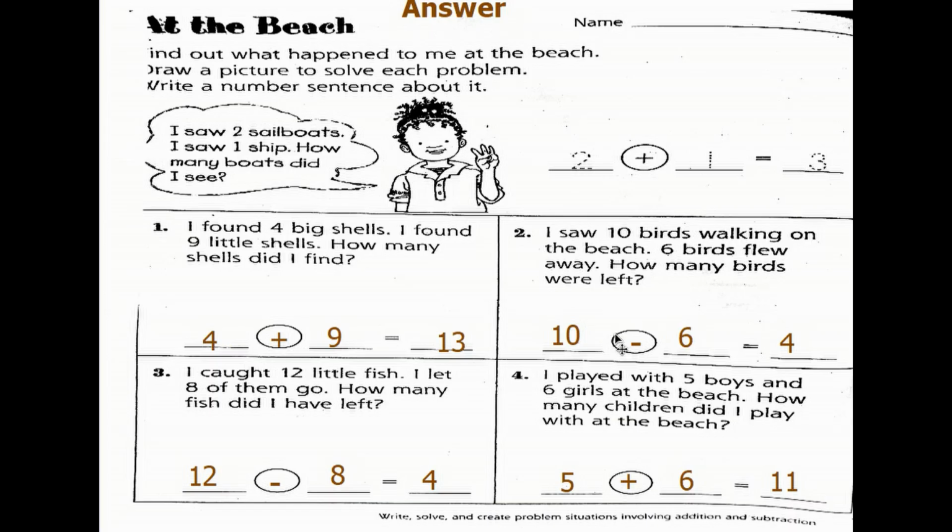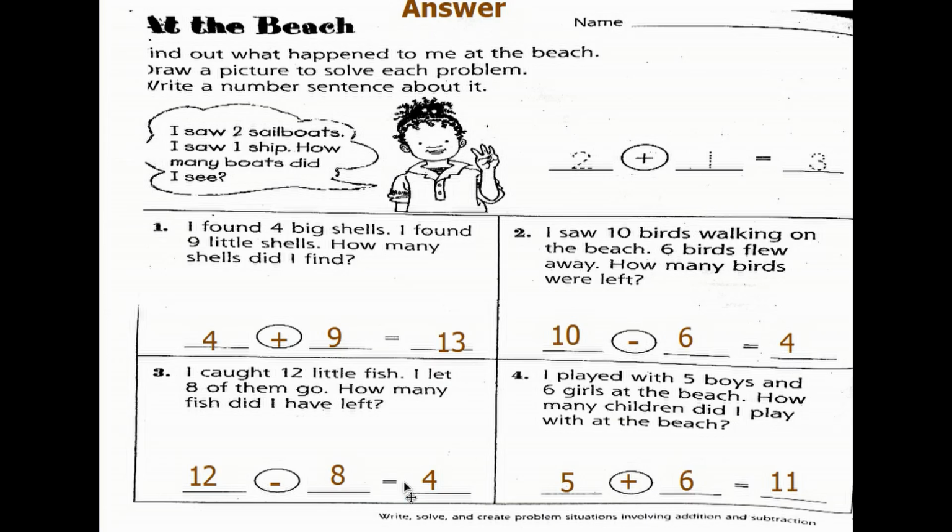Number 2. Is it an addition or subtraction problem? Let's see. I saw 10 birds walking on the beach. 6 birds flew away. How many birds were left? Now you are asked how many birds were left. So it will be what? Subtraction. Because there were 10 at the beginning, so 6 flew away. So how many left? Means subtraction. To subtract 6 from 10 will be 4. By cancelling 6 from 10, how many will be left? 4.